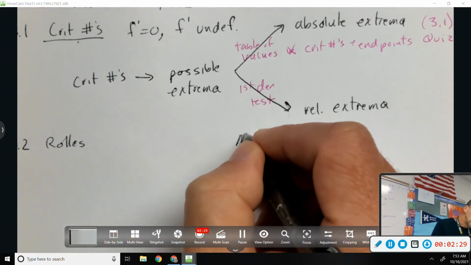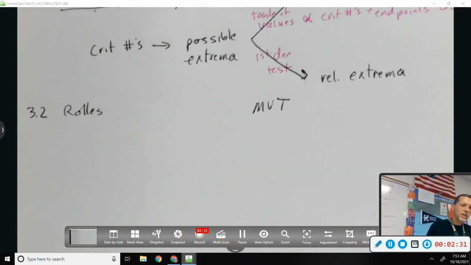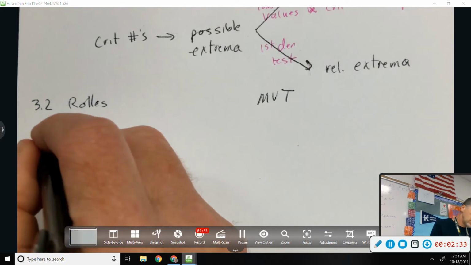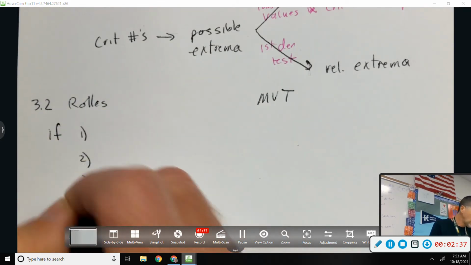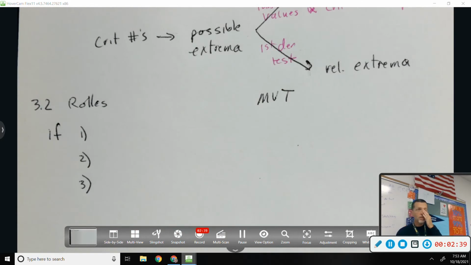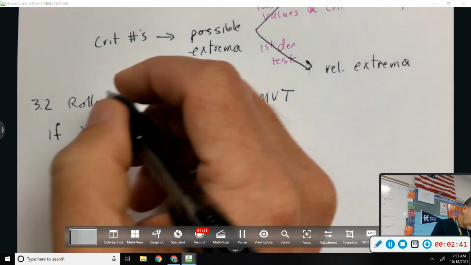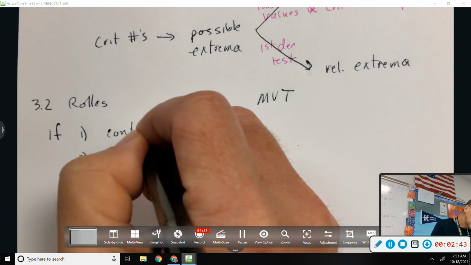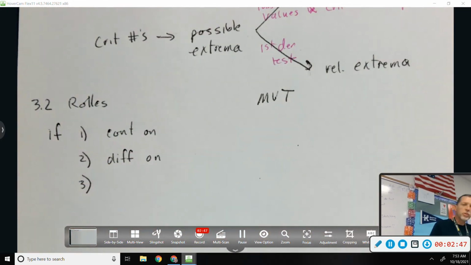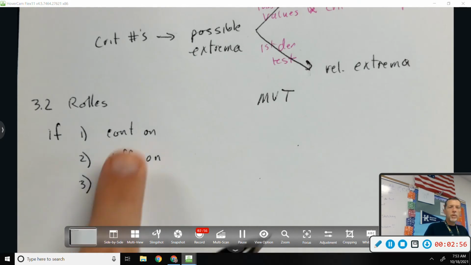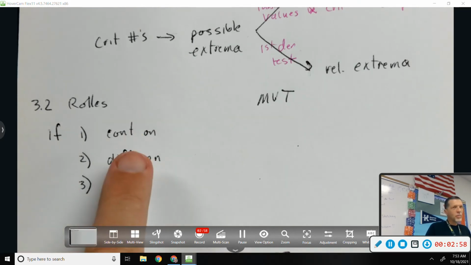3.2 is Rolle's and MVT. Rolle's has 3 conditions. What are those conditions? Continuous, differentiable. What's the difference between those two? Because they're really close, but they're not exactly the same. The ends are the same, right? That's step 3. But let's finish the thought on step 1 and 2.